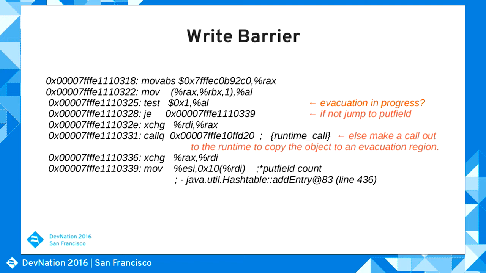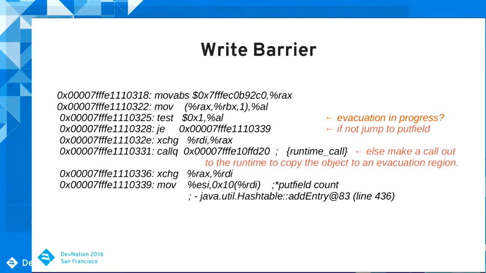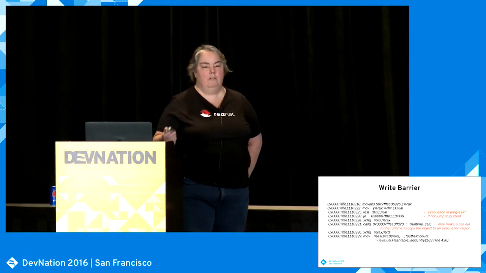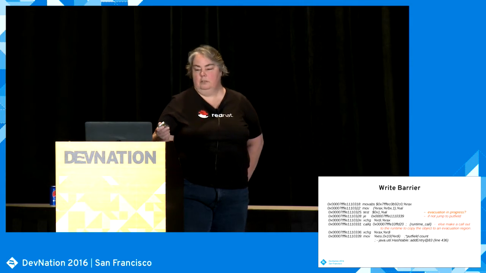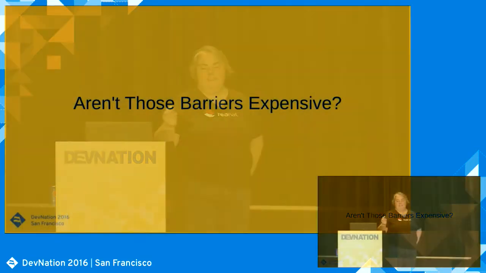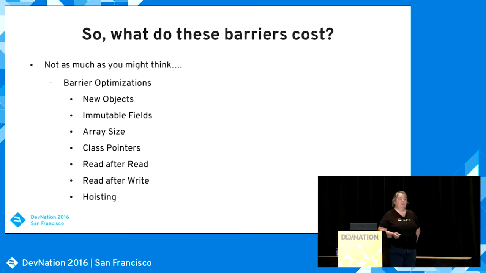If we do have the write barrier active because there's an evacuation in progress, we'll have to make a call out to the runtime system. And the runtime system will say, is this in a region targeted for evacuation? And if so, we'll copy it and fix the pointers and start again. So most of the time, our write barriers aren't very expensive. Aren't those barriers expensive? Not as much as you would think.